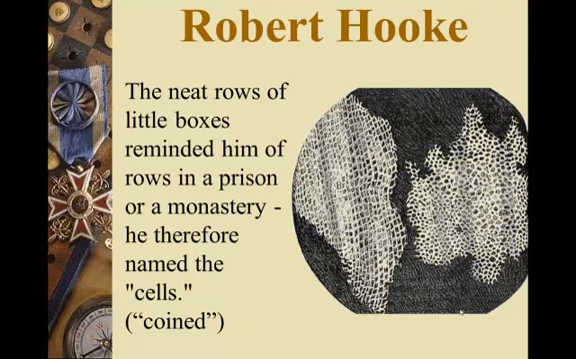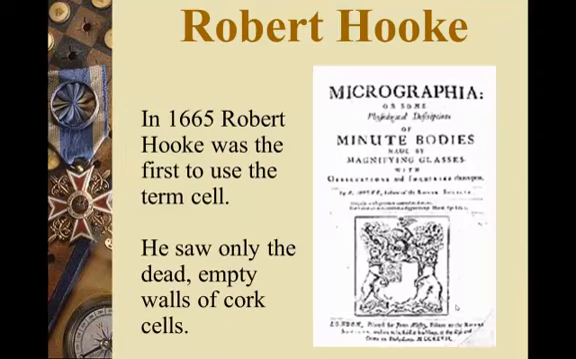Now, cork is living. It comes from a living tree. It's actually the bark of it, and it's a type of oak. It's called a cork tree. So because of these little boxes, they reminded him, side by side, lined up, of cells in a monastery, you know, where the monks and so forth slept, or cells in a prison. And because of that, he was the one that first called a cell a cell. And so in that paper, Micrographia, is where he wrote about it.